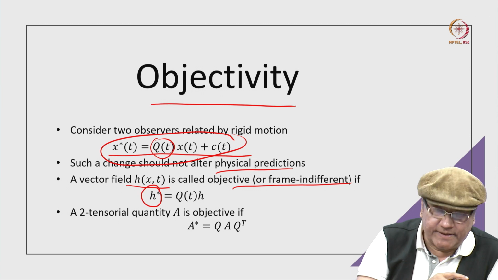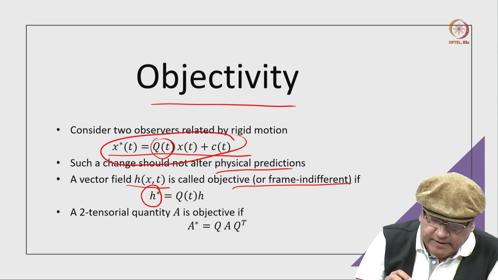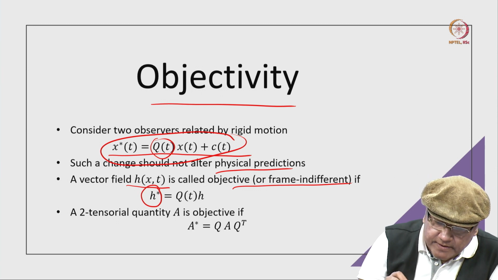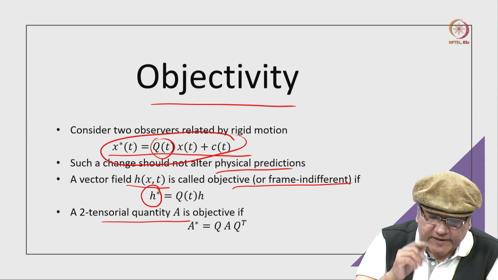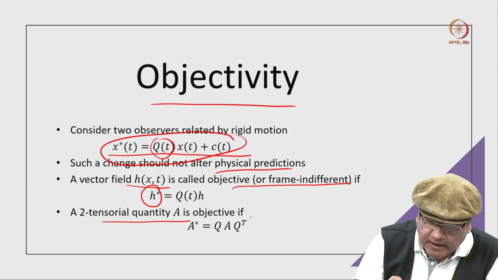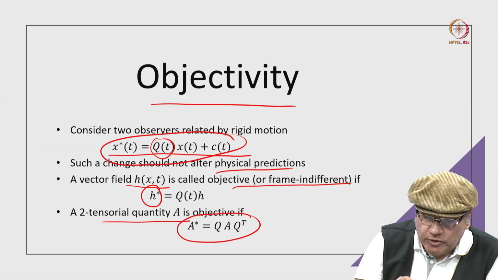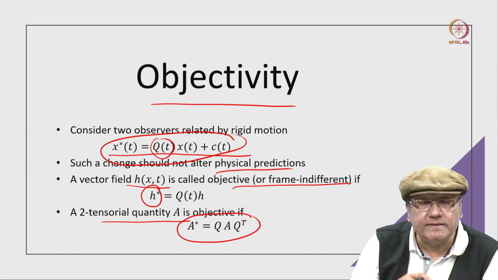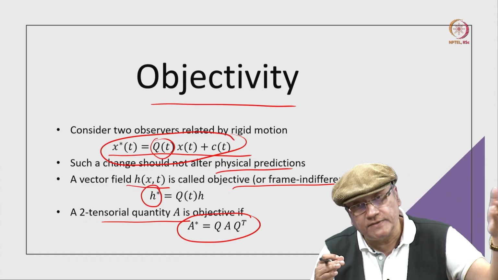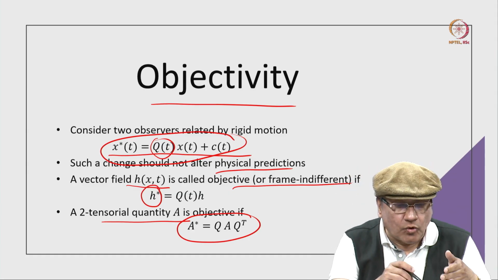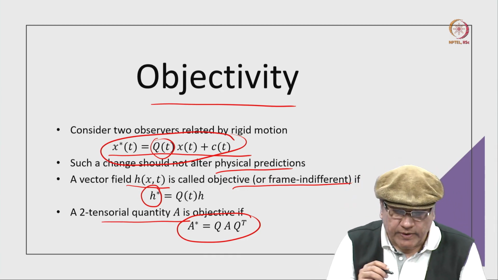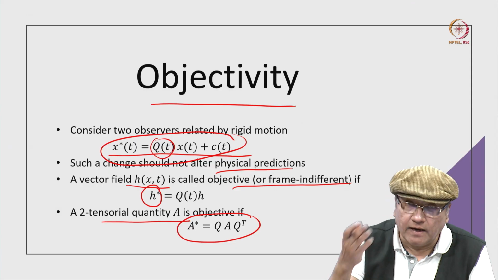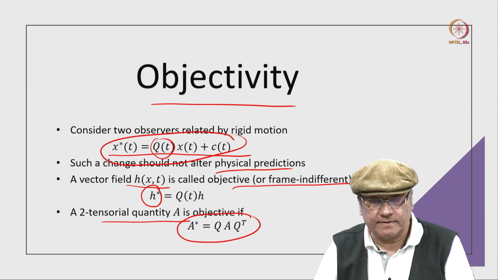Similarly, a matrix or a two tensor A is called objective under this transformation of coordinates if A star is equal to Q A Q transpose, where A is the representation of the tensor in the x coordinate and A star in the x star coordinate, you understand. So, A star is a function of x star and A is a function of x, all right.